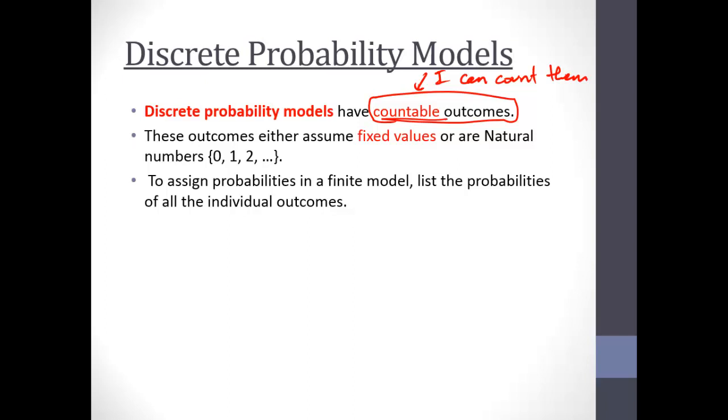What I mean by that is that the outcomes assume fixed values or are some sort of number. And then to assign probabilities in the finite or discrete case, I can do just what I did before: list all my outcomes and then list the probabilities for those individual outcomes.